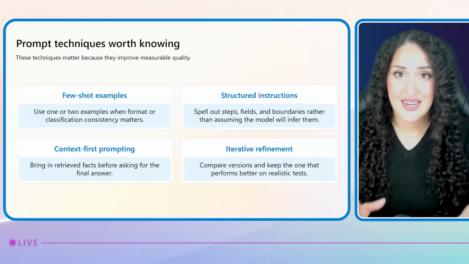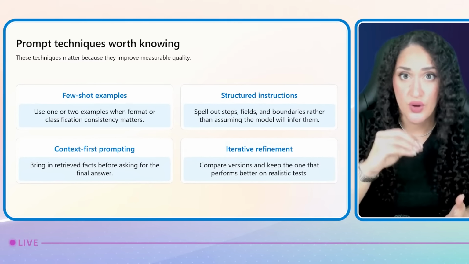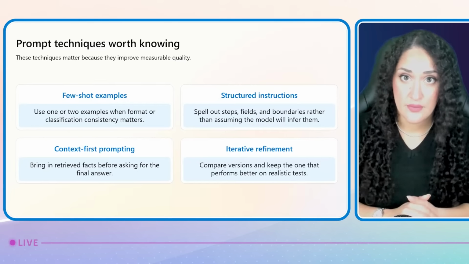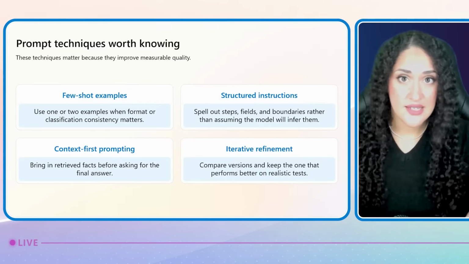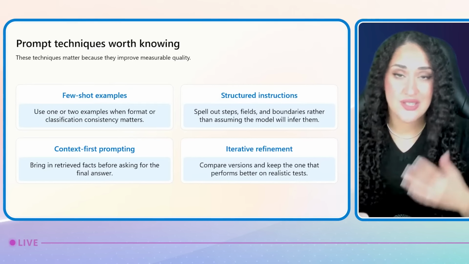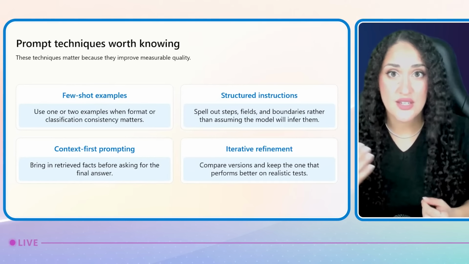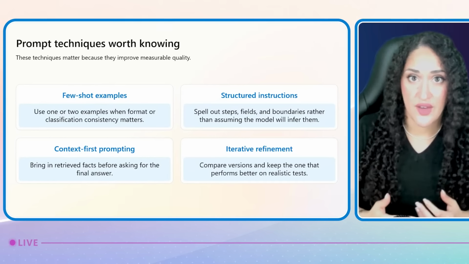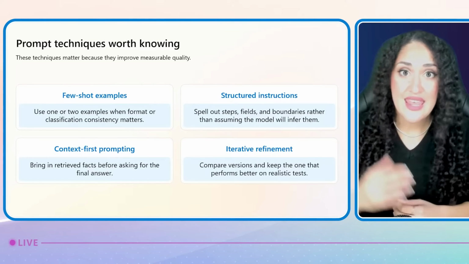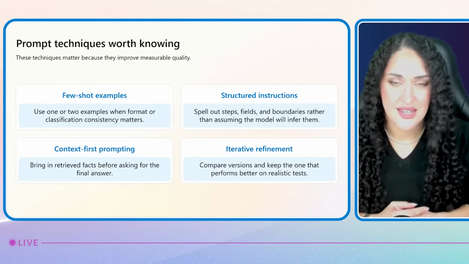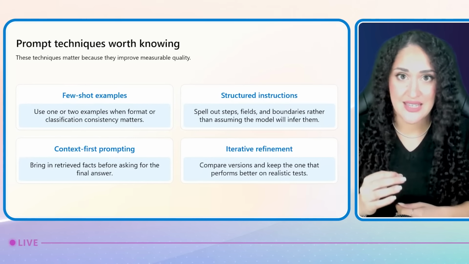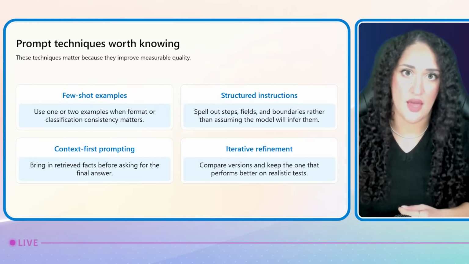These 4 prompt techniques are your toolkit to improving your AI output quality. Few-shot examples need consistency, structured instructions eliminate ambiguity, and context-first prompting ensures the model has facts before generating. Iterative refinement is about testing and improvement. Practice this and know them before you take the exam.